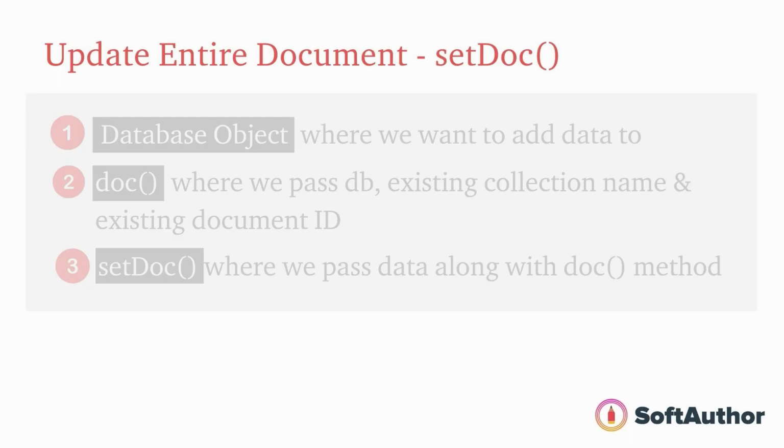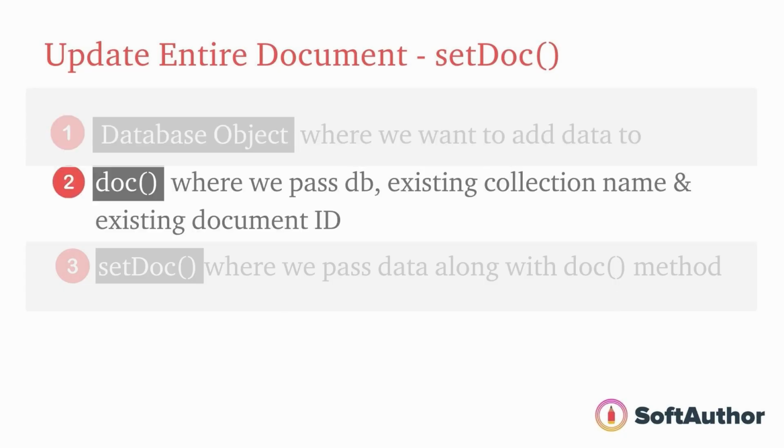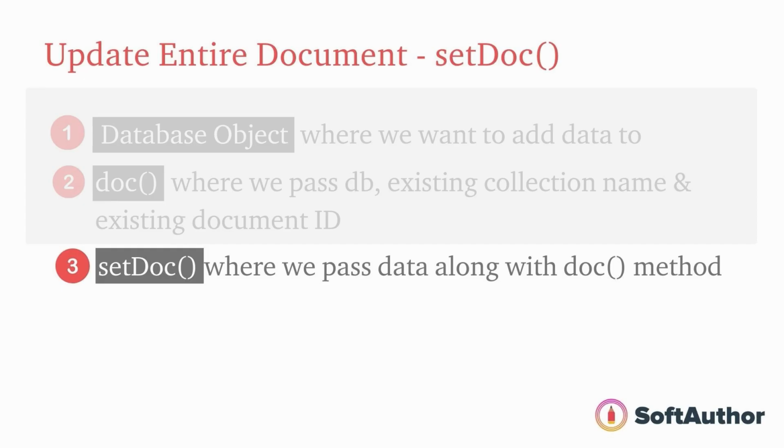In order to update the data entirely using the setDoc method, we need three things: database, where we want to update data to; the doc method, which is where we will be passing the existing collection name that we want to update one of its documents, and the existing document ID that we want to update the fields into. Finally, the setDoc method, which is where we actually pass our data along with the doc method.